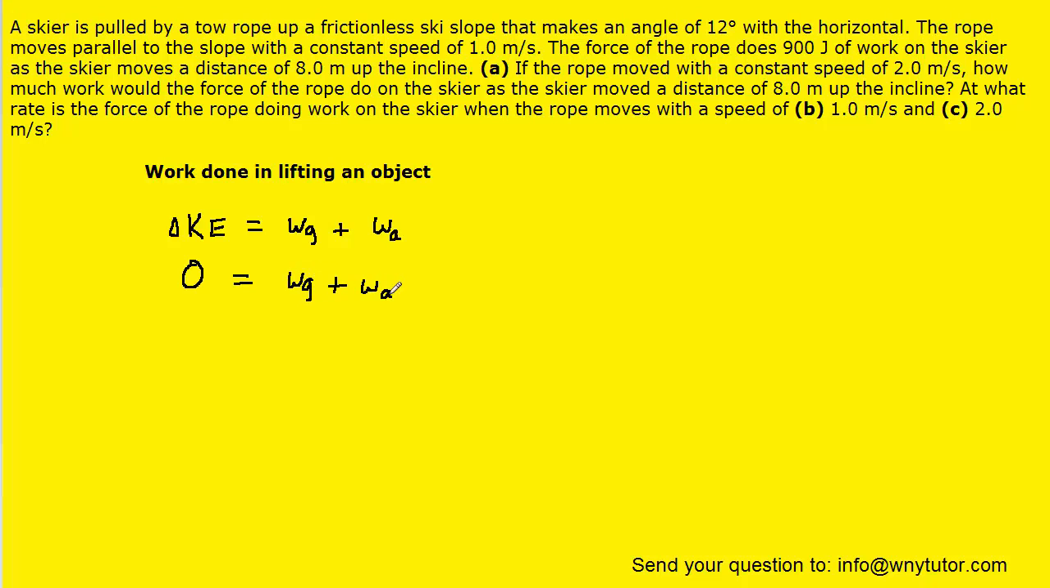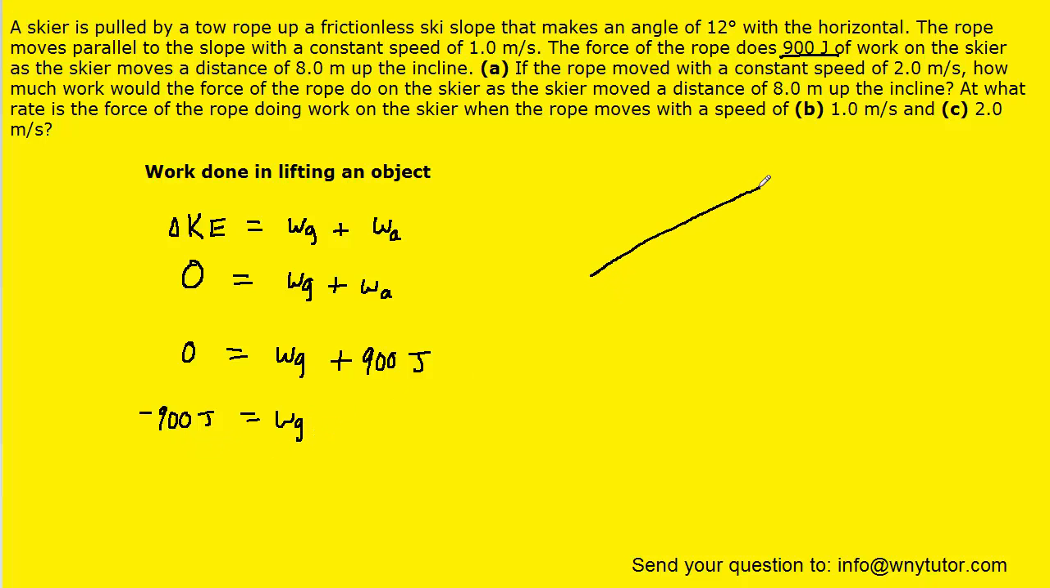The question also notes in the preliminaries that the applied force does 900 joules of work on the skier, so WA would be 900. And then if we subtract 900 from both sides, we can see that the work done by gravity in lifting the skier is negative 900 joules.